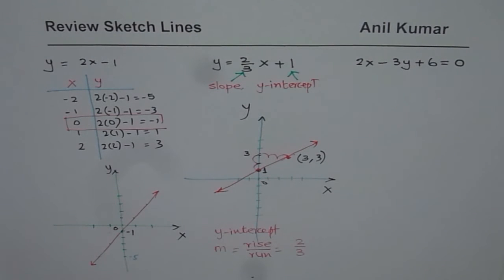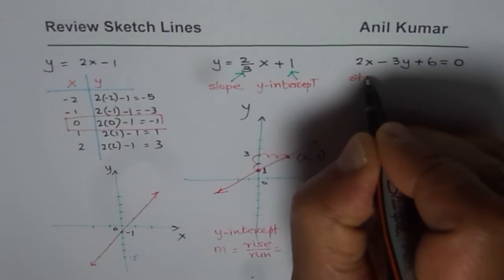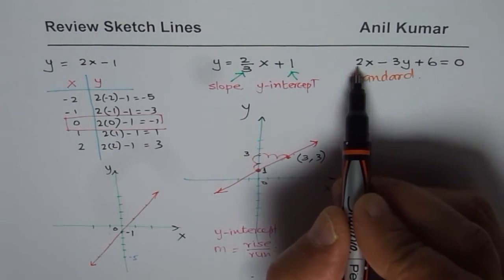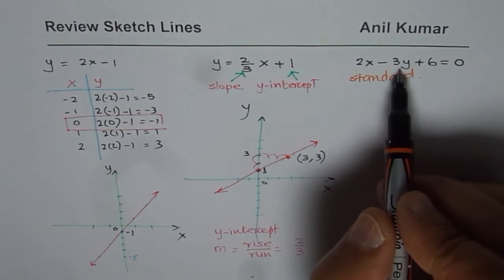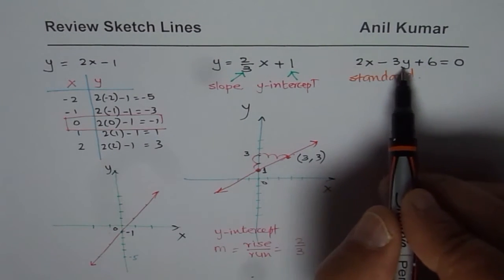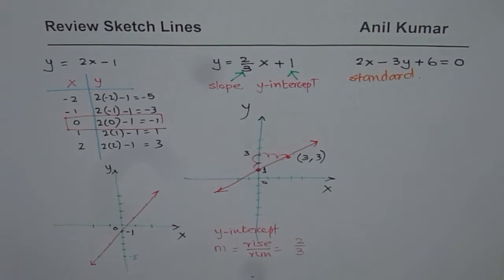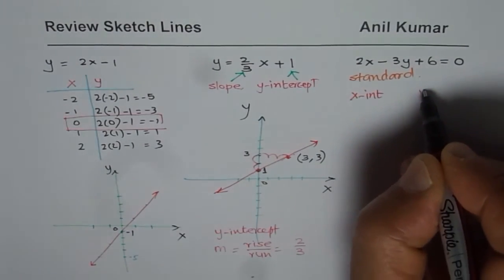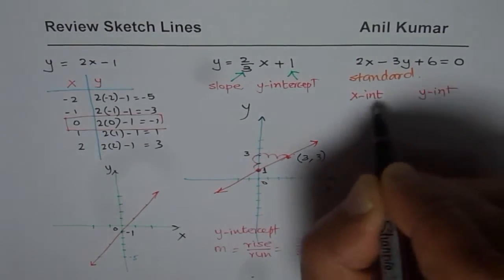So let me write down the standard form of the equation. In standard form, you will notice x coefficient is always positive and it's a whole number. And all these coefficients, the constants, y and x terms are on the left side of the equation. On the right side we have 0. Now to sketch the graph of a line using standard form, we need to find the x-intercept and y-intercept.